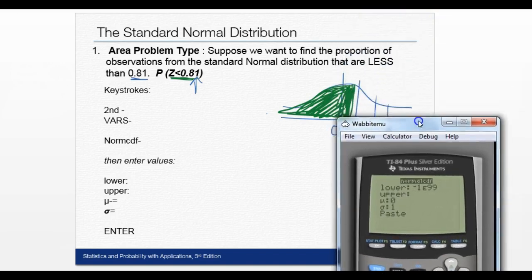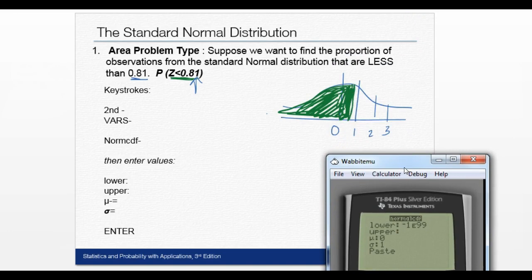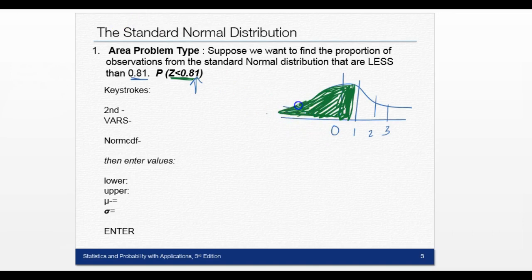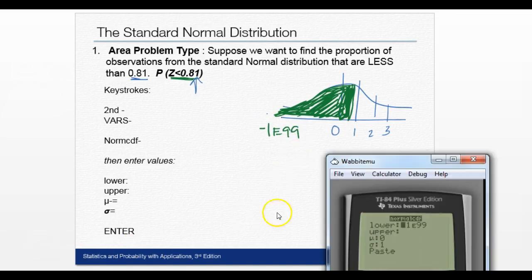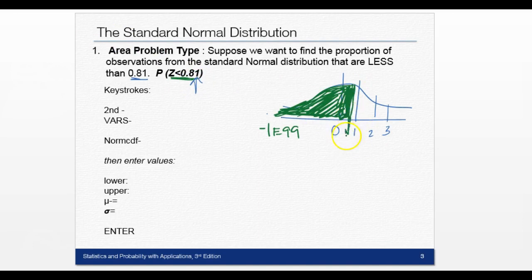So let's look at your graph for a moment. What's the lower end of this graph? What's the lowest x or z value down here? Well, it goes on to nothing, right? Like all the way over here. So what we say in this situation is -1e99, the negative 99th power. And that is the default in your calculator. If you look at it, it's already in there, -1e99. So I'm going in the negative direction. All right. Now the upper bound is this 0.81 right here, a z-value of 0.81.